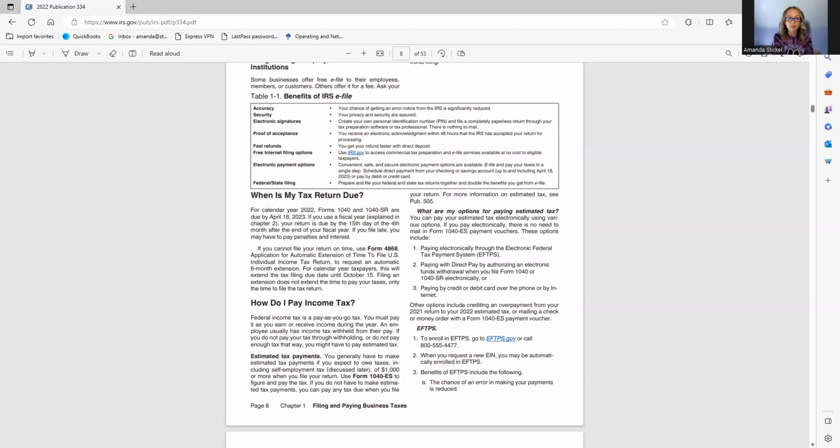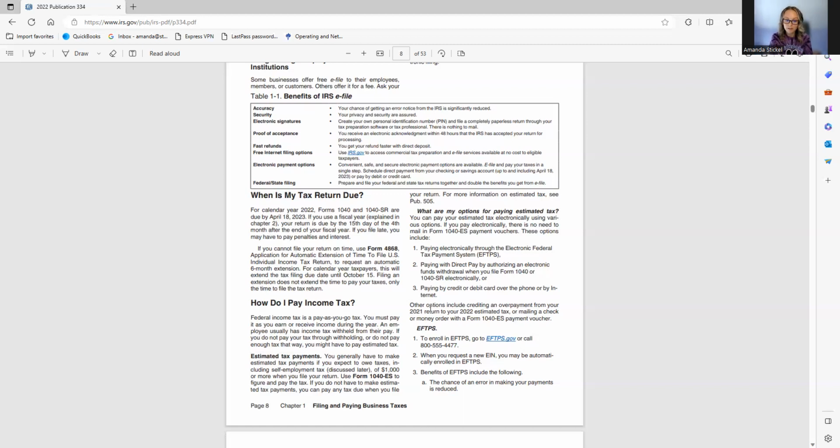If you cannot file your return on time, use Form 4868, Application for Automatic Extension of Time to File U.S. Individual Income Tax Return, to request an automatic 6-month extension. For calendar year taxpayers, this will extend the tax filing due date until October 15th. Filing an extension does not extend the time to pay your taxes, only the time to file the tax return.